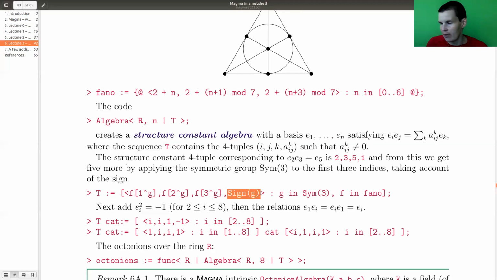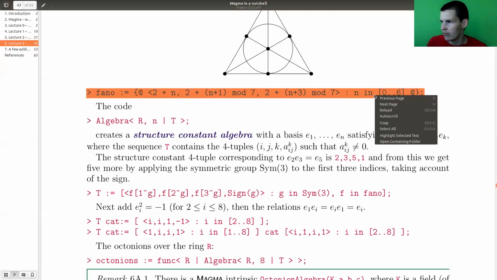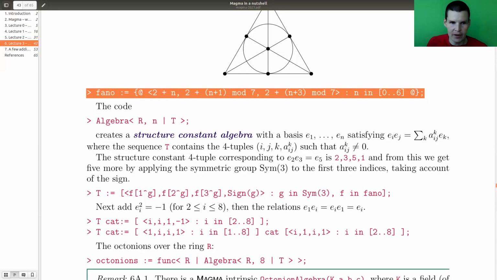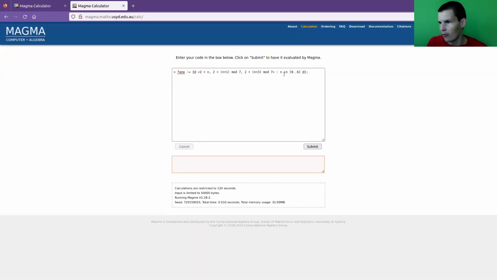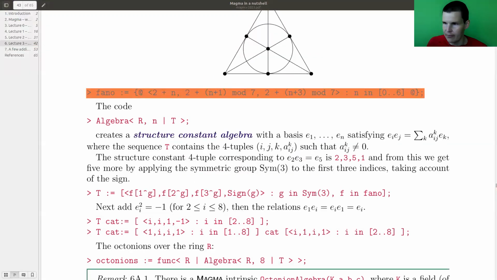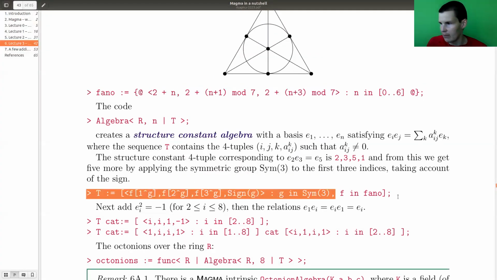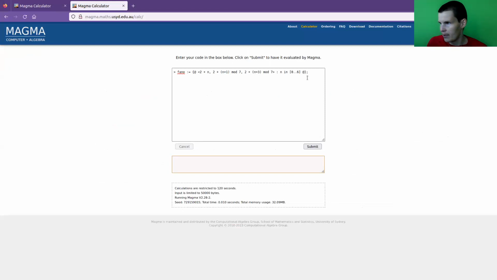You just keep track of the sign. So essentially, the first point in the Fano plane, and the second point, the third point, and then there's a sign. Okay, so let's try to do that. Let's grab everything and put it in the online calculator. So here's our Fano plane. This ordered set of points is what it is. And now we set up our T here. Fair enough.